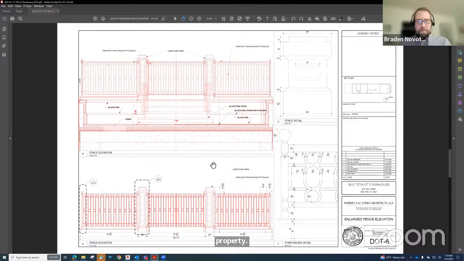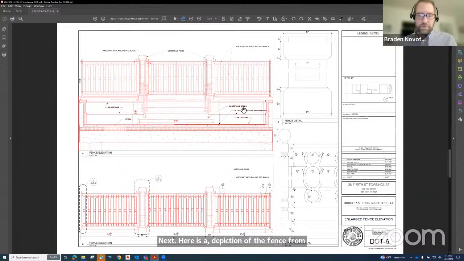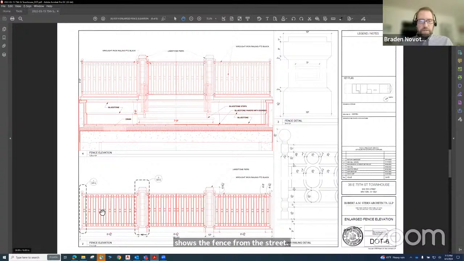Next. Here is a depiction of the fence from both directions. The lower portion of the drawing shows the fence from the street. And it's a very traditional, classically designed fence with rondels at the top and a top rail, and then some detailing in the wrought iron and patterning that would allow for the rail to comply with all of the existing life safety requirements, and also be conducive to the detailing on the main facade of the building.